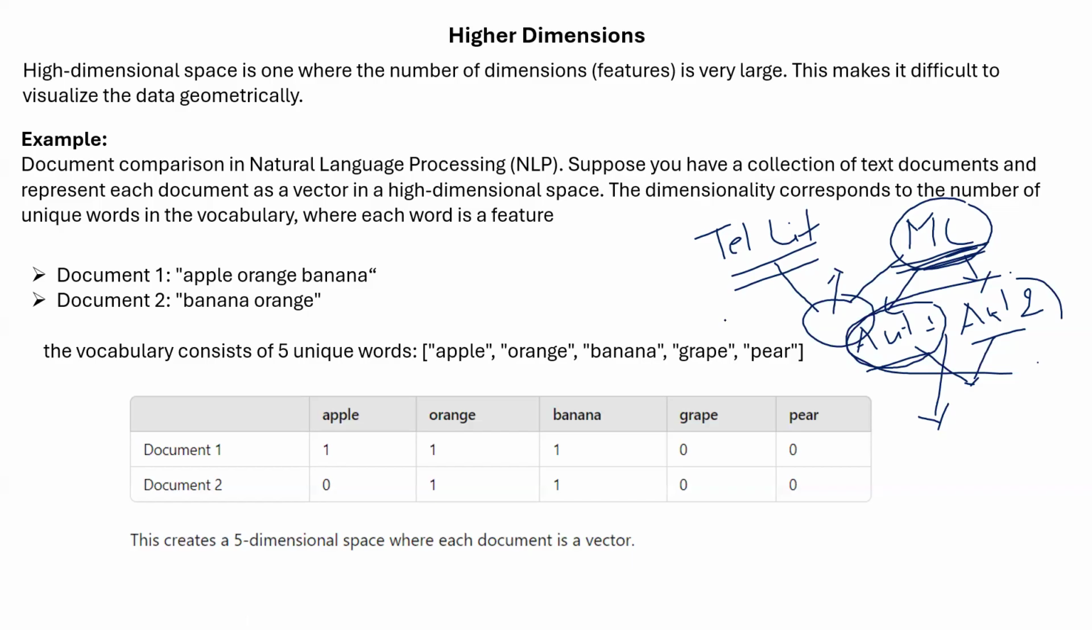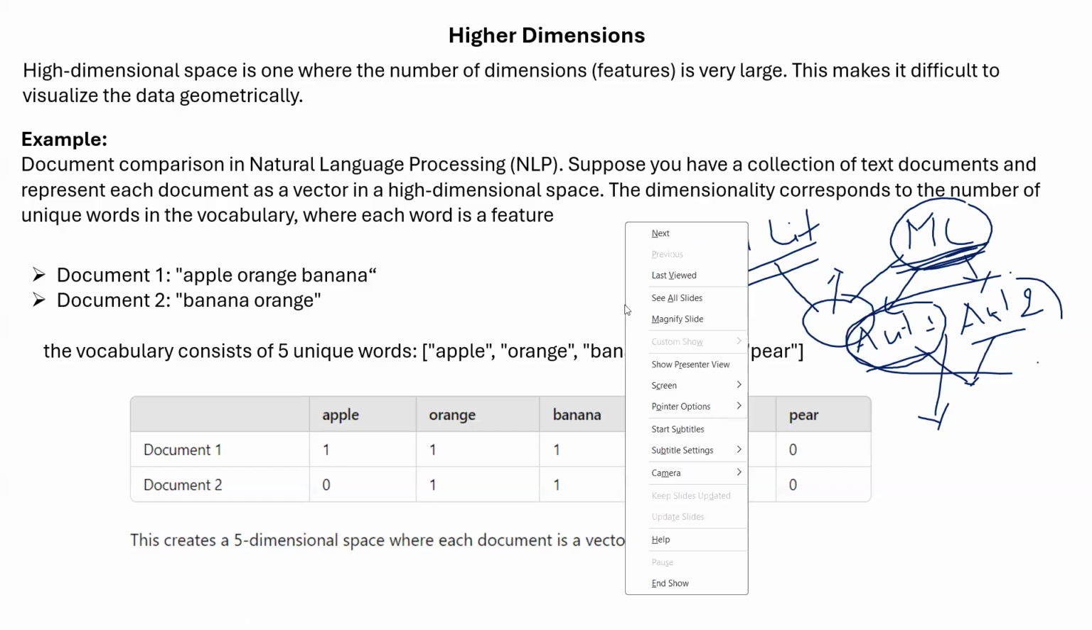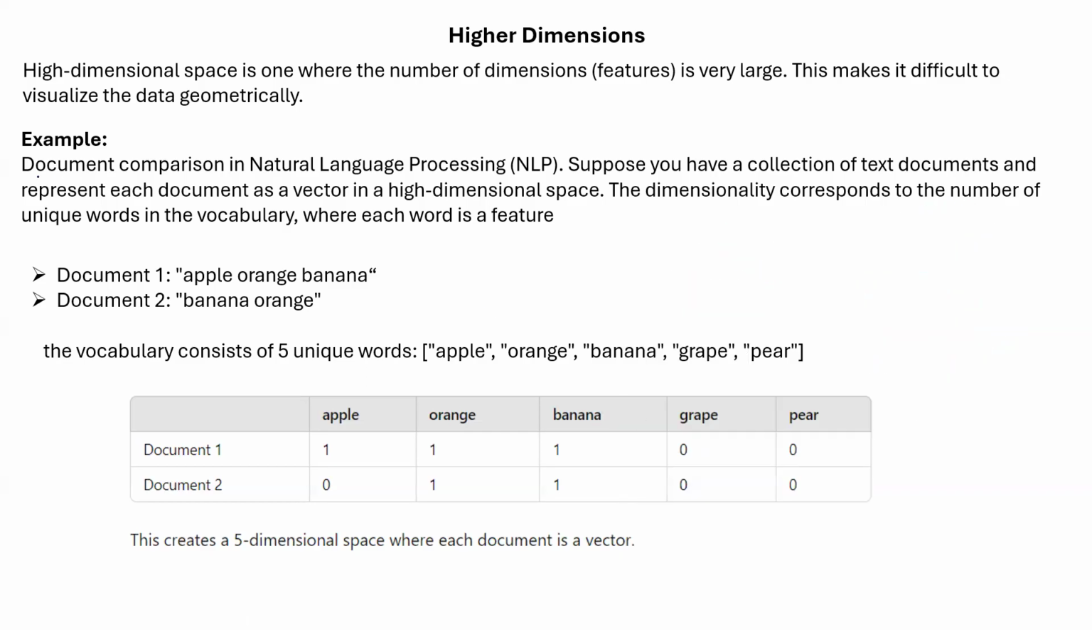Okay, so let's read this and go back to the explanation of the same. So what is this saying now? Document comparison in natural language processing. Okay, let's leave aside natural language processing. We are all talking about document comparison. We haven't gone to this stage yet. We will go there at some point of time. But right now we are just trying to understand what document comparison is, and how we are going to do it with a simple example, which we're going to see now.